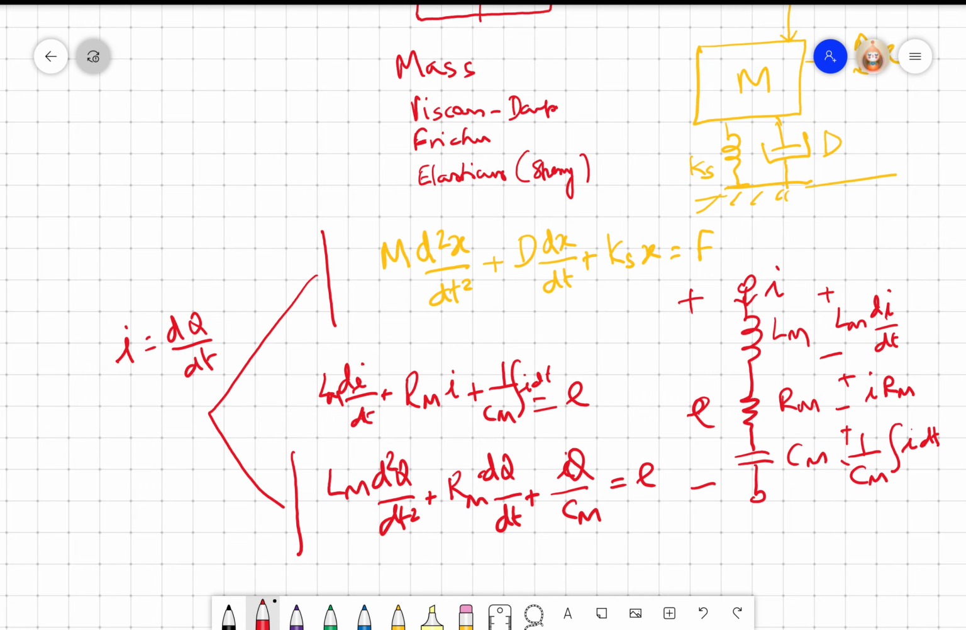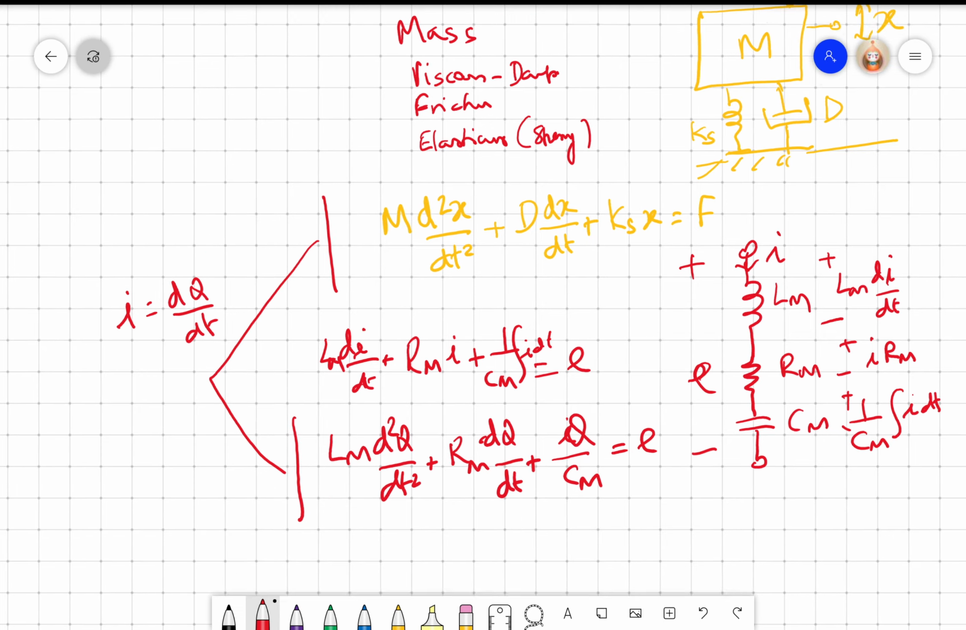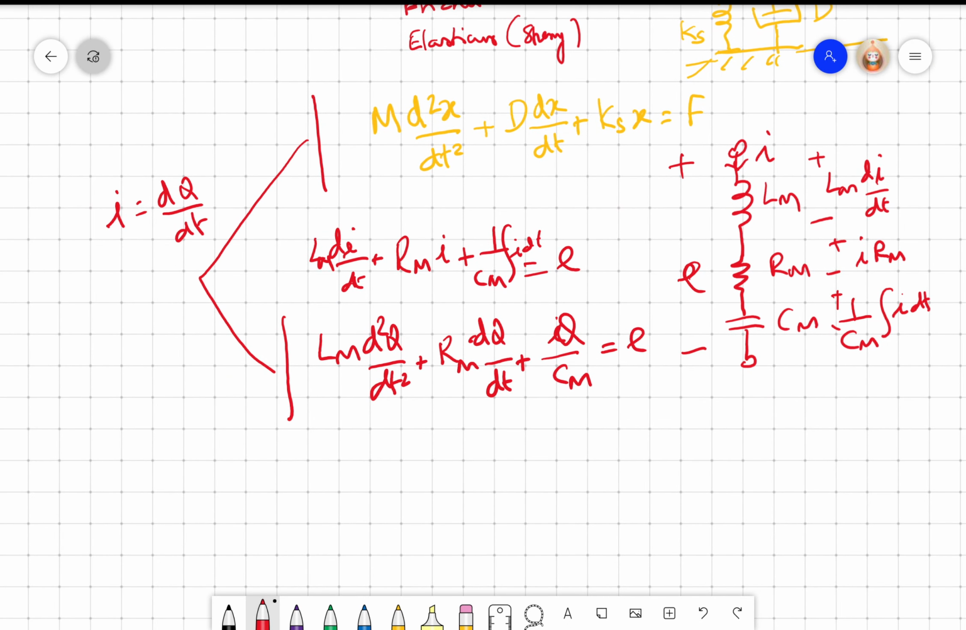Here I get to multiply by Lm. Here I get to multiply by the mass. Here I multiply by the resistance in the circuit. I multiply by damping constant. Here I divide by Cm, I multiply by the spring constant. On the right side, it's mechanical force. This is electromotive force, EMF, right? So now I can say the mechanical system is equivalent to the electrical system when it comes to representing the system as a set of differential equations.